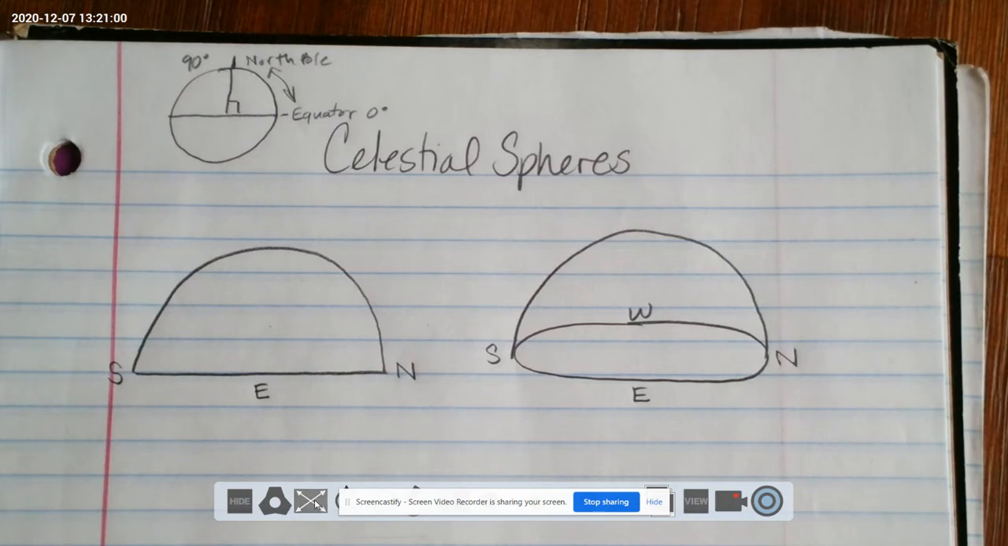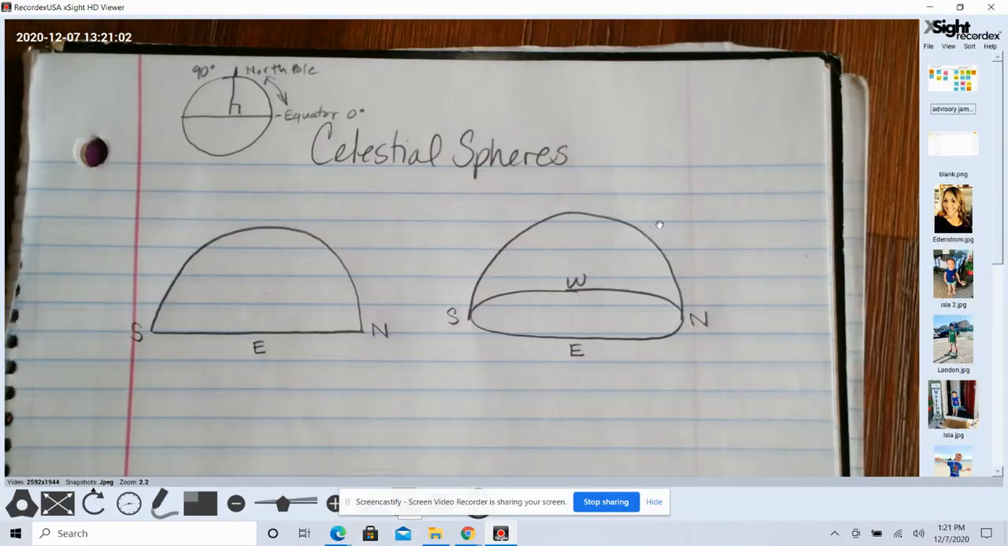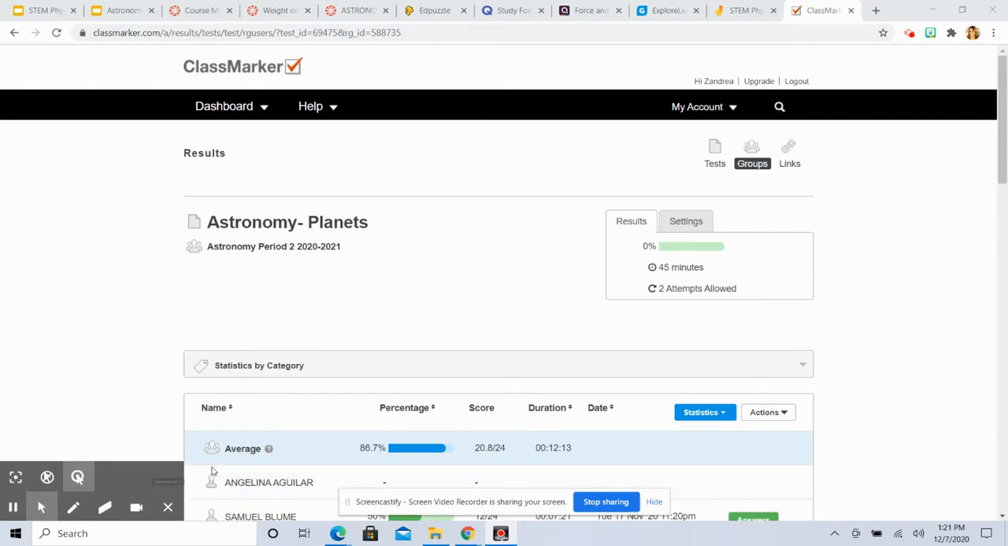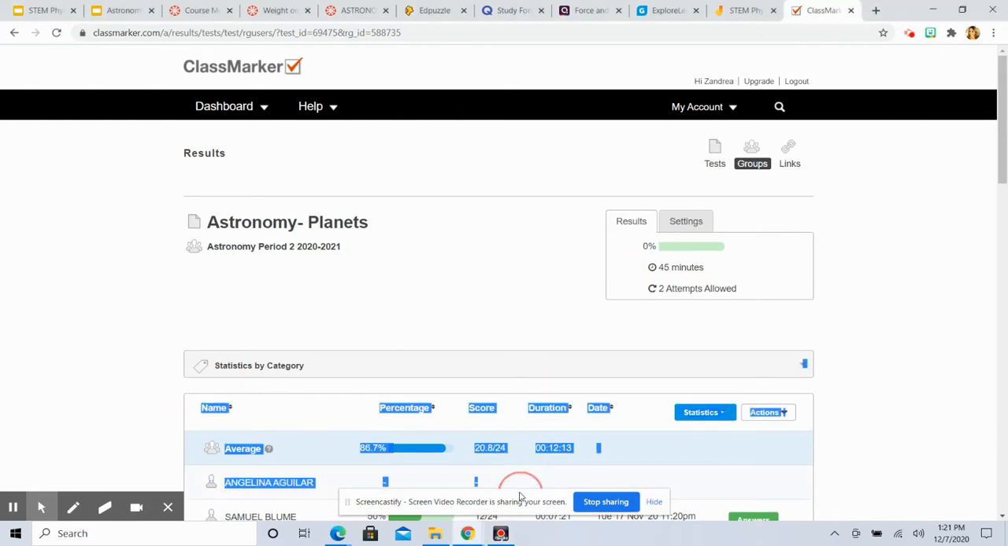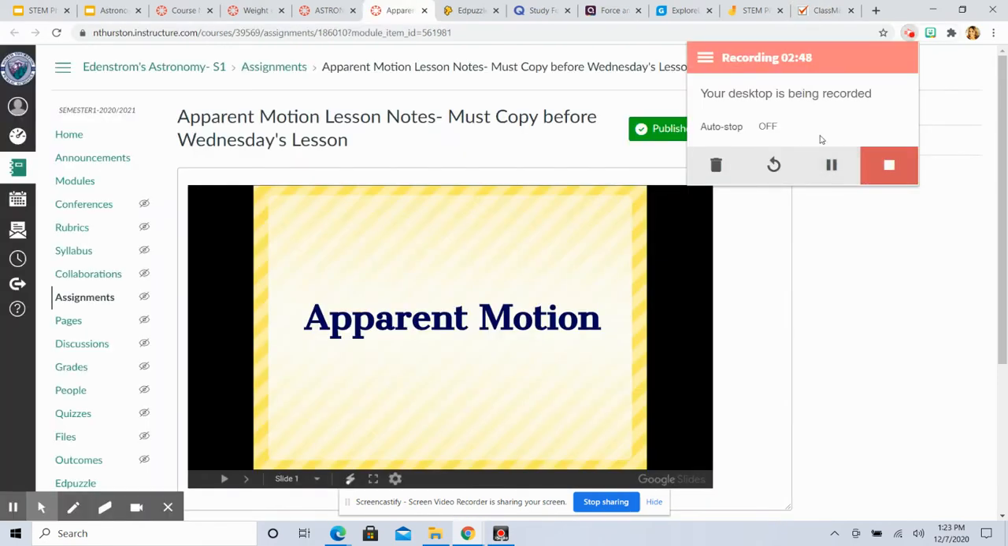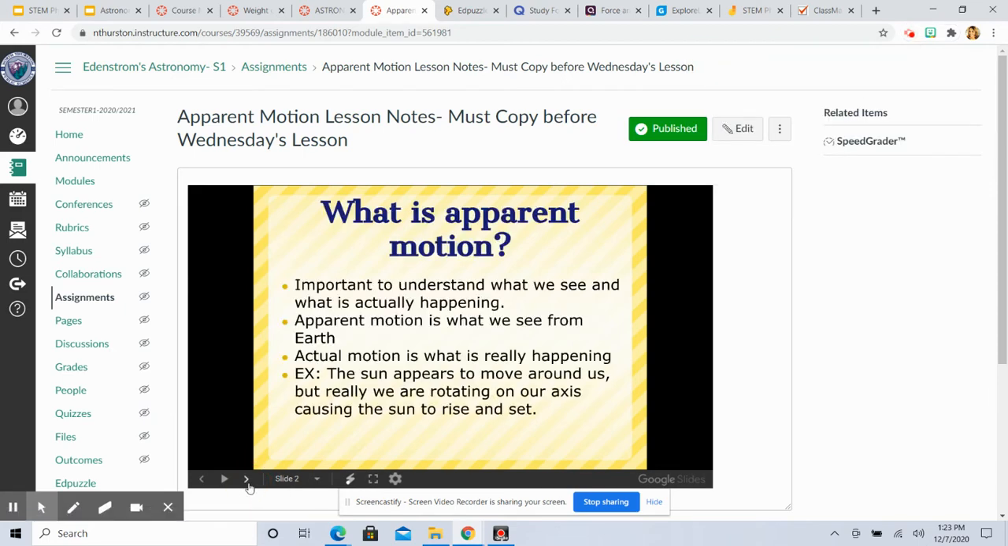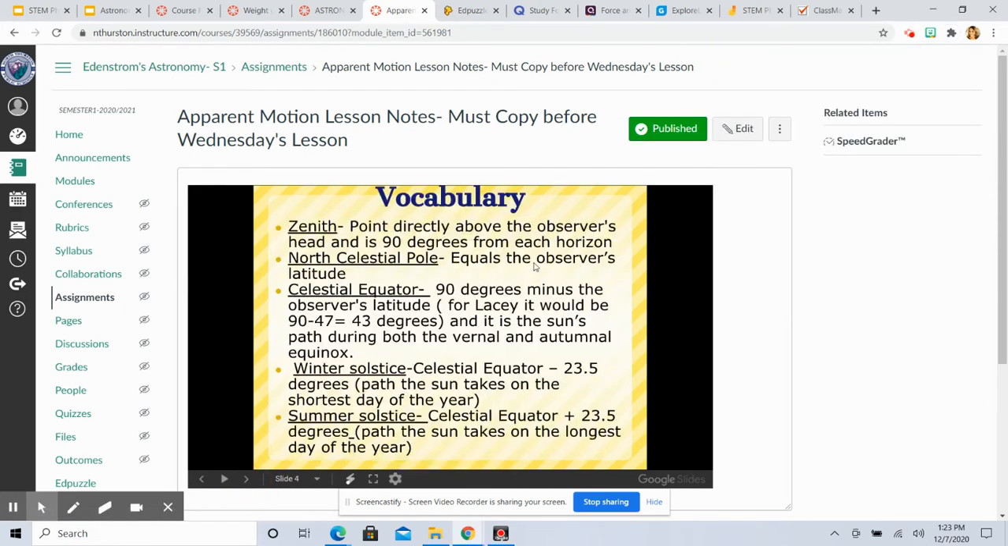So I'm going to bring up a PowerPoint of ours. If you go back to the notes from the apparent motion notes, you will notice that on the fourth slide, we have this vocabulary. This vocabulary is super important for what we're doing here with the celestial spheres. Each one of these is something we're going to label on our celestial sphere. The zenith, which is the point directly above the observer's head.